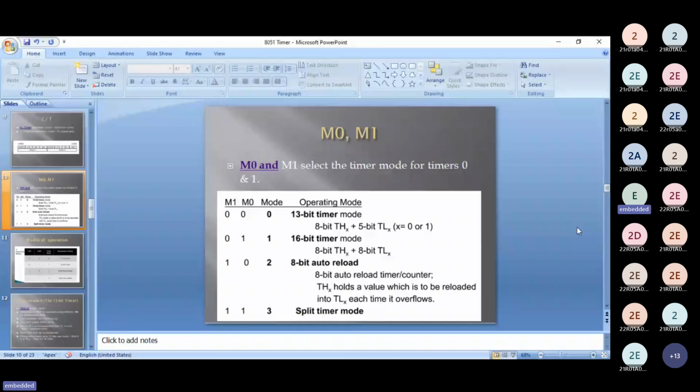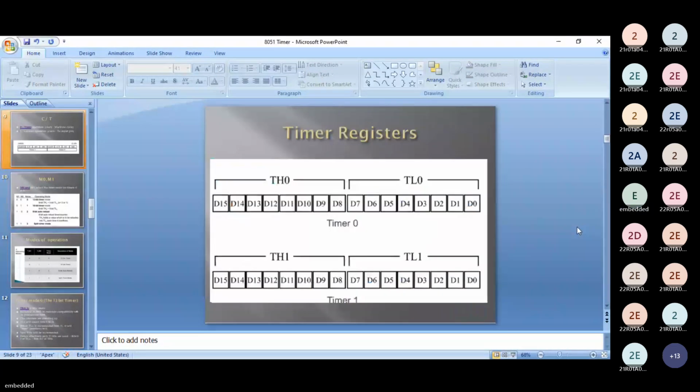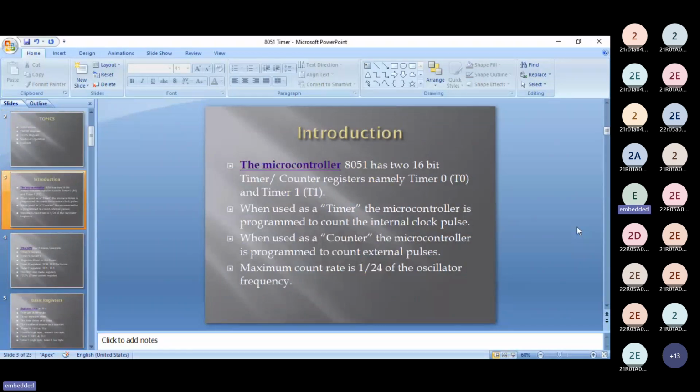So once again, we recall. The 8051 microcontroller has two 16-bit timer or counter registers, namely timer 0 and timer 1, also known as T0 and T1. When we use it as a timer, the microcontroller is programmed to count the internal clock pulses. If the microcontroller is using the counters, then it is programmed to count external pulses. The maximum count rate is 1 by 24th of the oscillator frequency, so the count rate depends on the oscillator frequency.